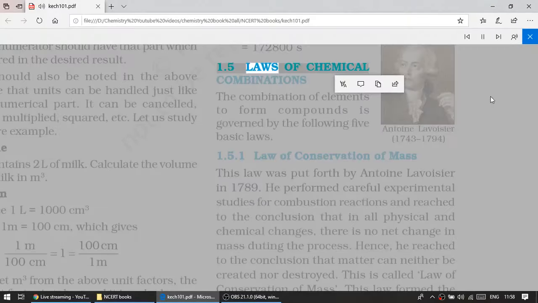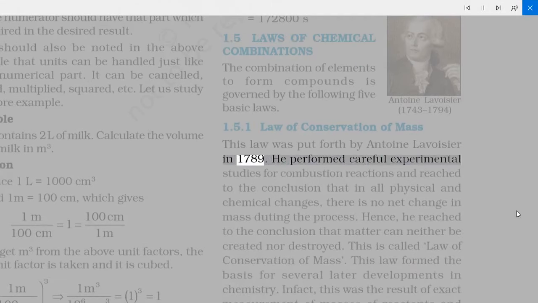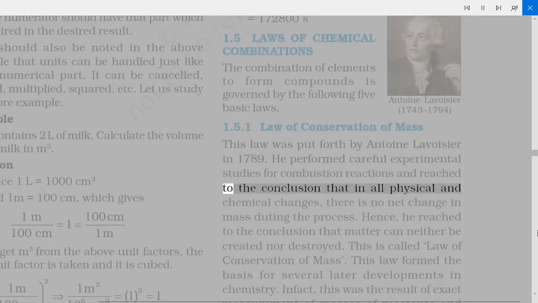Laws of chemical combinations. The combination of elements to form compounds is governed by the following 5 basic laws. Law of Conservation of Mass. This law was put forth by Antoine Lavoisier in 1789. He performed careful experimental studies for combustion reactions and reached the conclusion that in all physical and chemical changes, there is no net change in mass during the process. Hence, he concluded that matter can neither be created nor destroyed. This is called the law of conservation of mass.